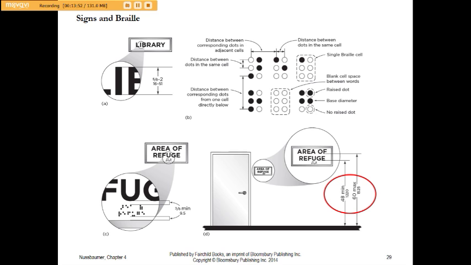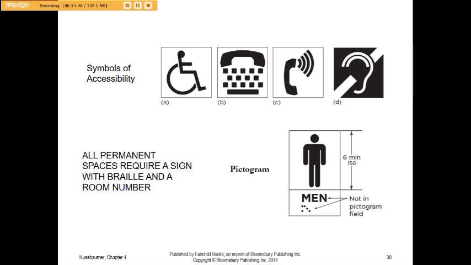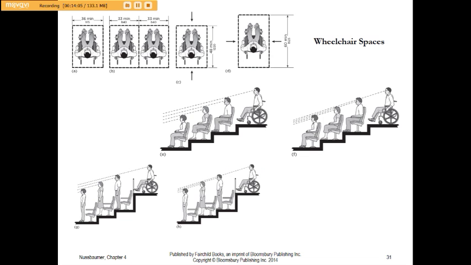And that is the area where the sign needs to go for someone who needs to find the Braille. It needs to be located in a consistent area. All permanent spaces require a sign with Braille and possibly the room number.